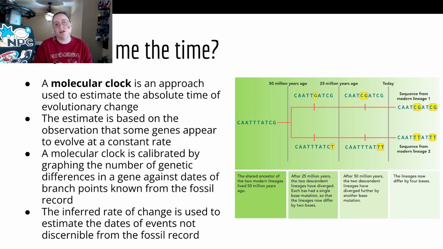It can be turned on and off, but we're actually carrying all of the DNA that our ancestors gave us. So if we look at our DNA and compare that to an ancestral DNA, you can see where the mutations are, and plot out the timing of when the mutation happened. So this inferred rate of change is used to estimate the dates of the fossil record that's not even discernible from the fossil record. So keep that in mind.